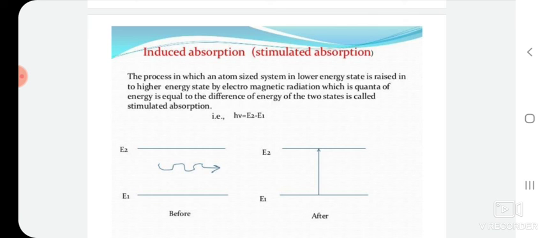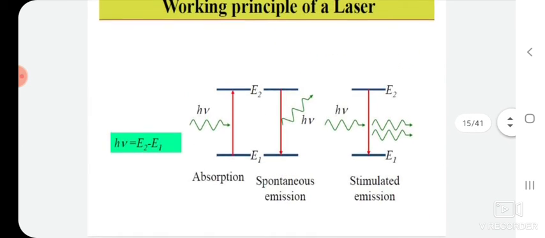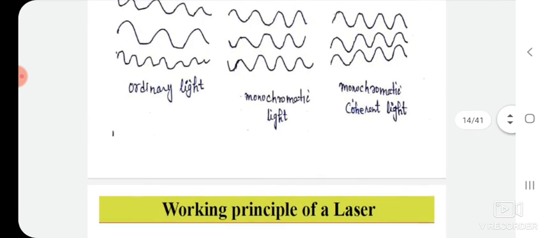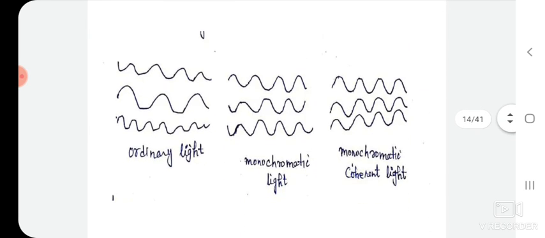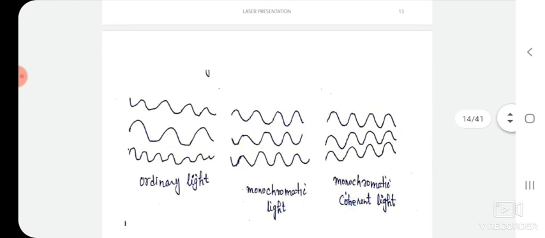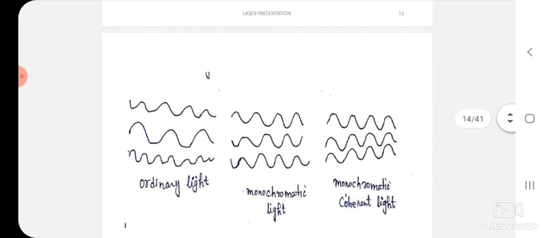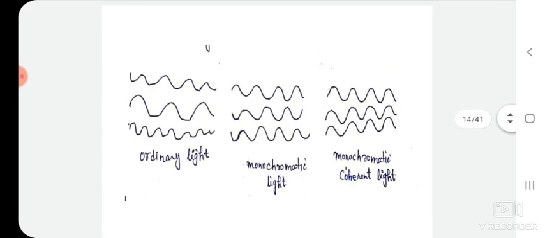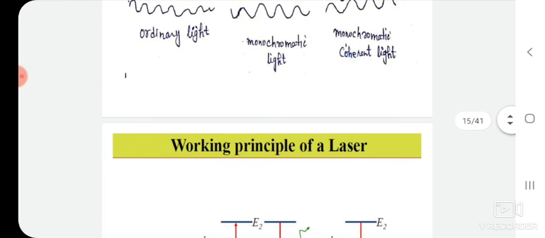Okay, do you understand? If you have any doubt related to stimulated absorption, spontaneous emission, stimulated emission, and the difference between ordinary light, monochromatic light, and coherent light, these are the main differences.